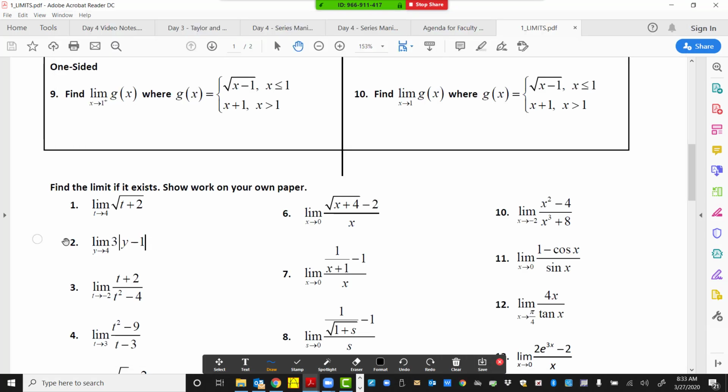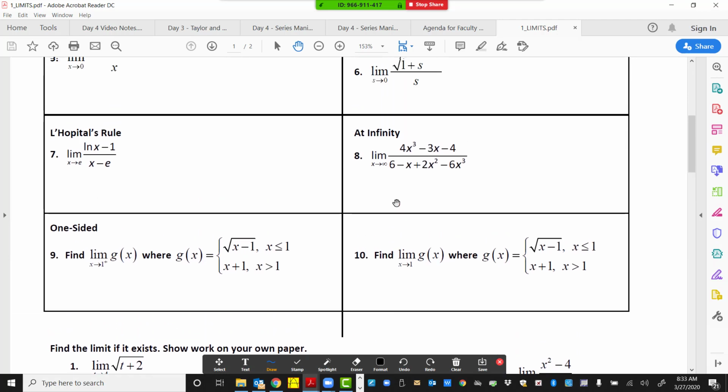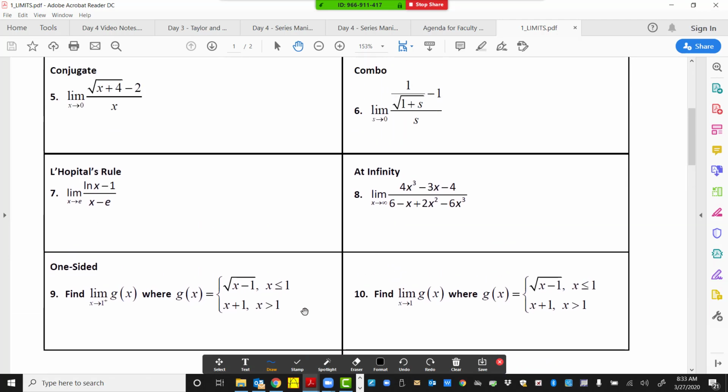Okay? So that is all the practice problems we're going to look at. The rest of this worksheet is for homework. It should be attached to the task for the video.